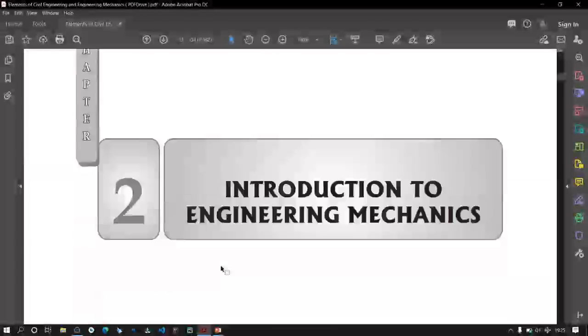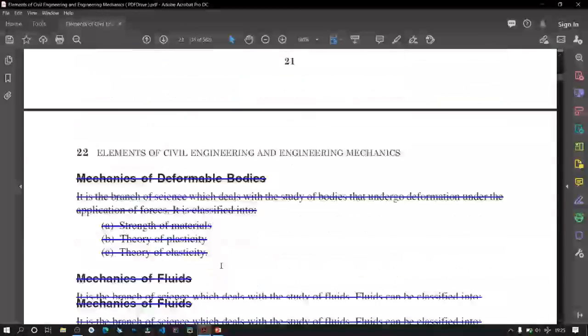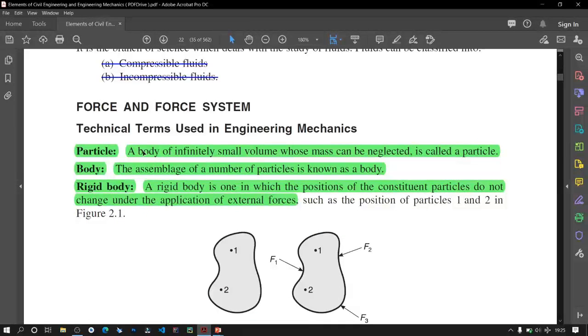Now, main chapter 2. The main part starts from here. The particle. A particle is this. This is the particle. What is the definition of a particle?